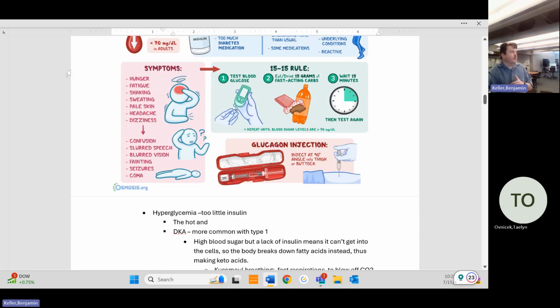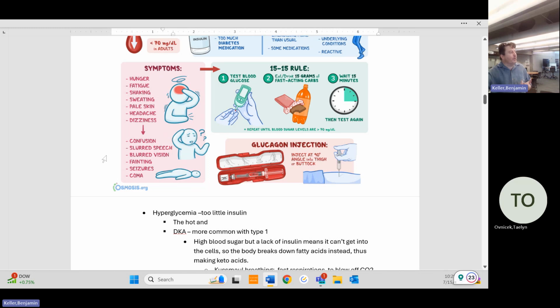So these are your symptoms. These are always good to know. You will need to know these for your NCLEX: hunger, fatigue, shaking, sweating, pale skin, dizziness, and if it gets worse, confusion, slurred speech, blurred vision, fainting, seizures, coma, and death. We can group these. The first ones are what happens when you're hungry, right? You've got low blood sugar, you're hungry, you're fatigued, maybe a little angry and moody. You don't feel good because you're hungry.